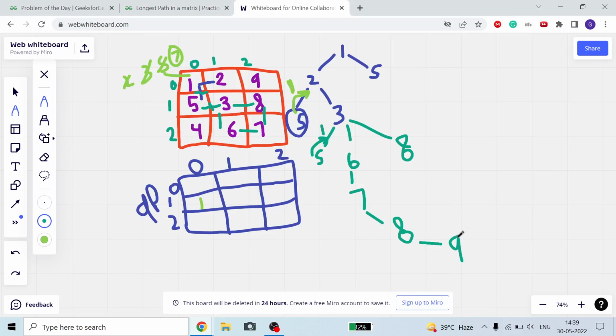So from 9 I cannot go anywhere, so 9 will return 1, means from me the maximum length you can traverse is 1, means the only one element. So we'll update our 9 as 1. Now from 8 I cannot go anywhere else. So from 8 I will check the maximum length.